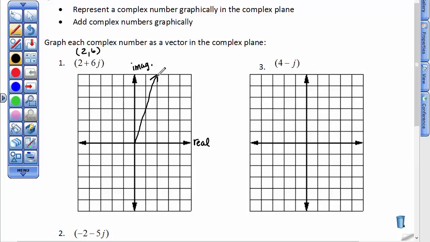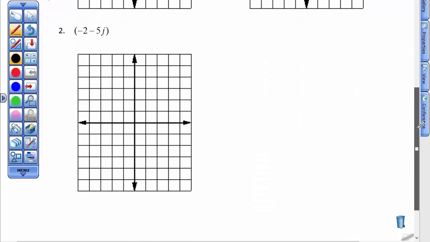I just want you to know that in the next section, we're going to drop a perpendicular here and create a right triangle, and we're going to figure out, based on this 2 and this 6, the length of this hypotenuse, and we're going to figure out this angle theta using tangent, because we were given the side opposite and the side adjacent. But all we want you to do right now is to graph these.